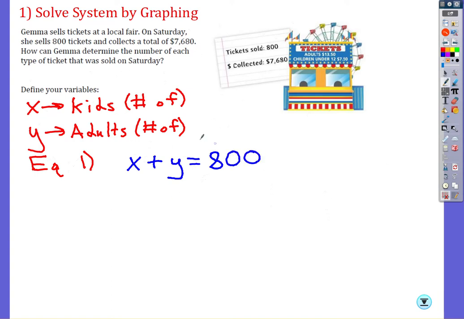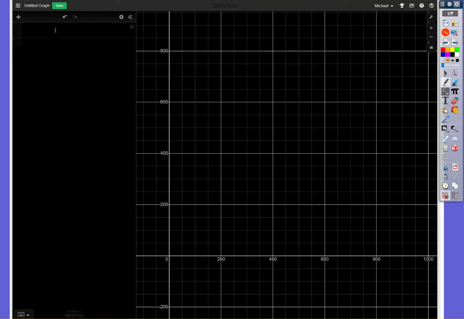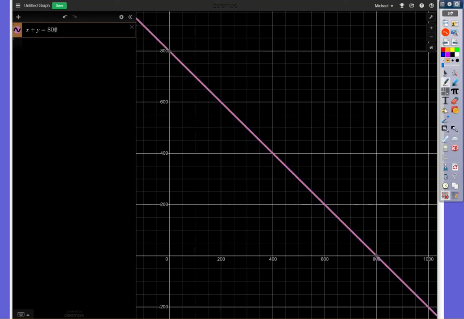If I look at this equation, I could not have 870 kids attending. I couldn't have -6 kids attending. If I look at the number of solutions of this equation, there are actually 801, because you could have 0 kids, 800 adults, and you can go through the list. I'm going to bring up Desmos real quick and plot it. So X plus Y equals 800; you could solve for this and put it into y equals mx plus b form if you want, but we're just going to go ahead and graph it.